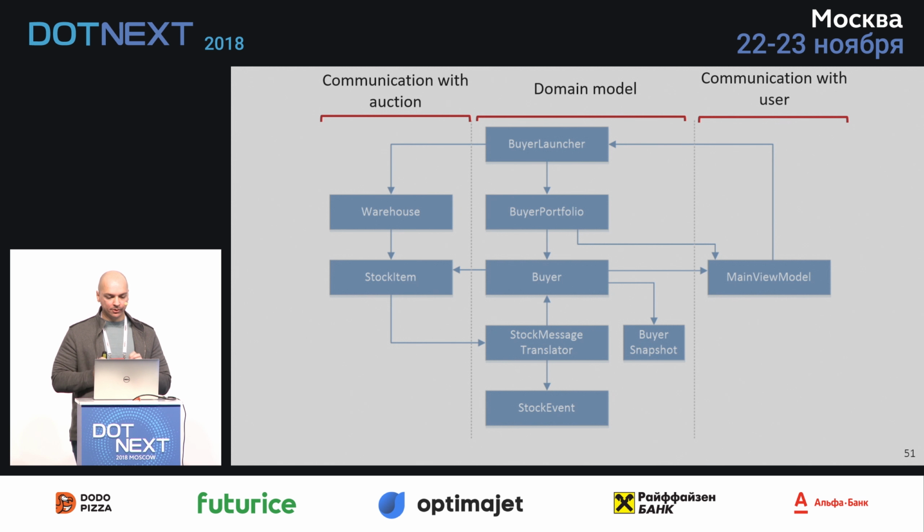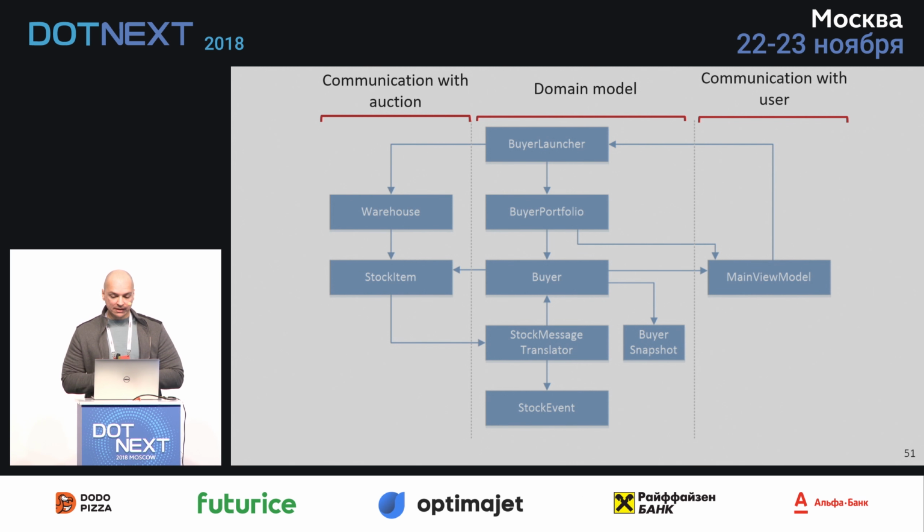All right, so we can put these classes into three categories. The category on the left are the classes that communicate with an auction. So they talk with an auction. The classes on the right are, well, basically the single class on the right is the class that communicates with the user, and in the middle you can see the main model that communicates with classes from both the left and the right.